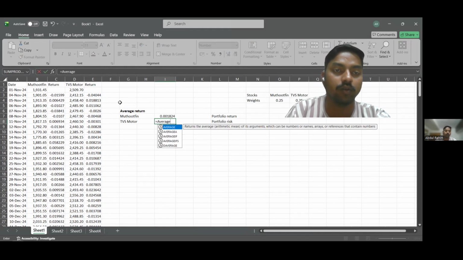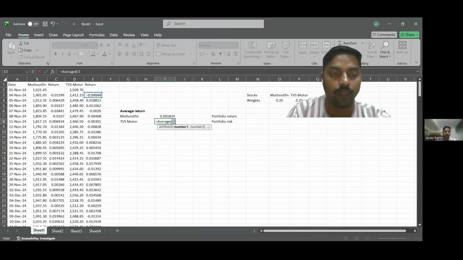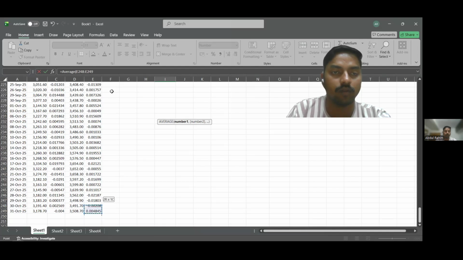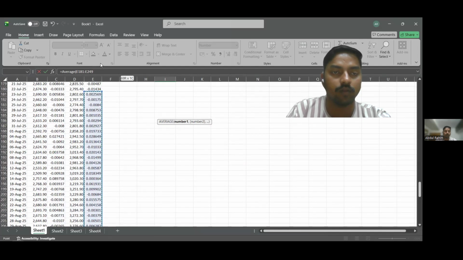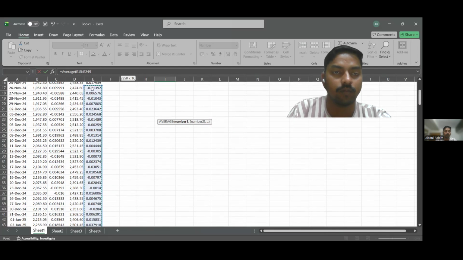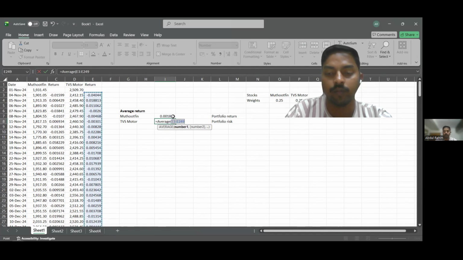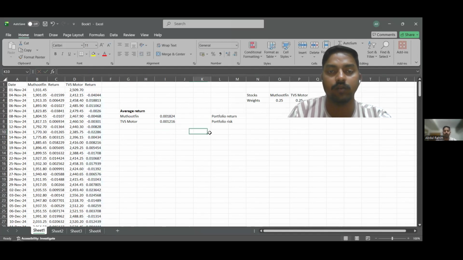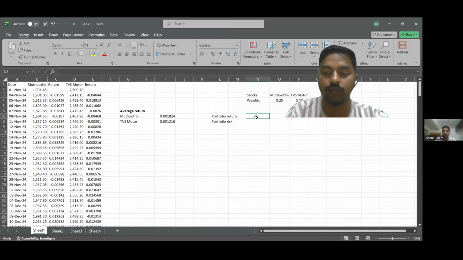Now we are going to calculate for TVS Motor, average equal to, bracket close. Okay. We are also taking a weightage for both the companies as 25%. So it's 0.25, 0.25 when we convert into a number.